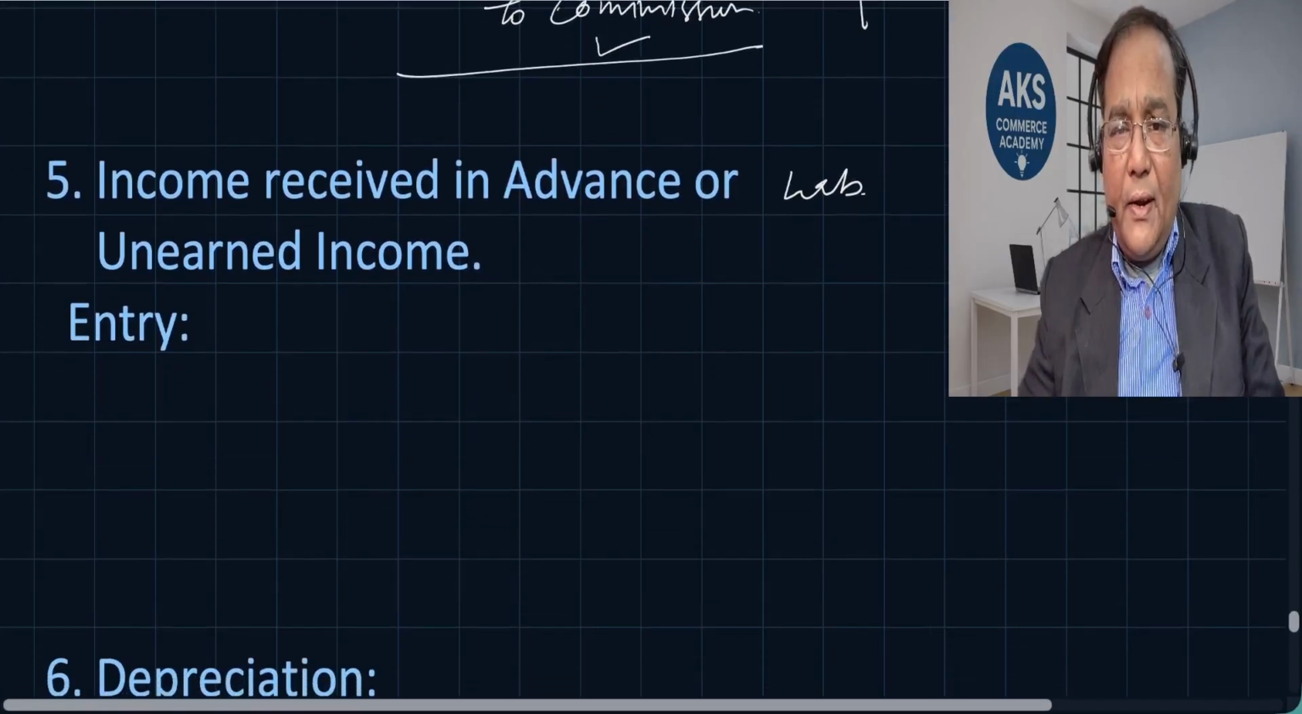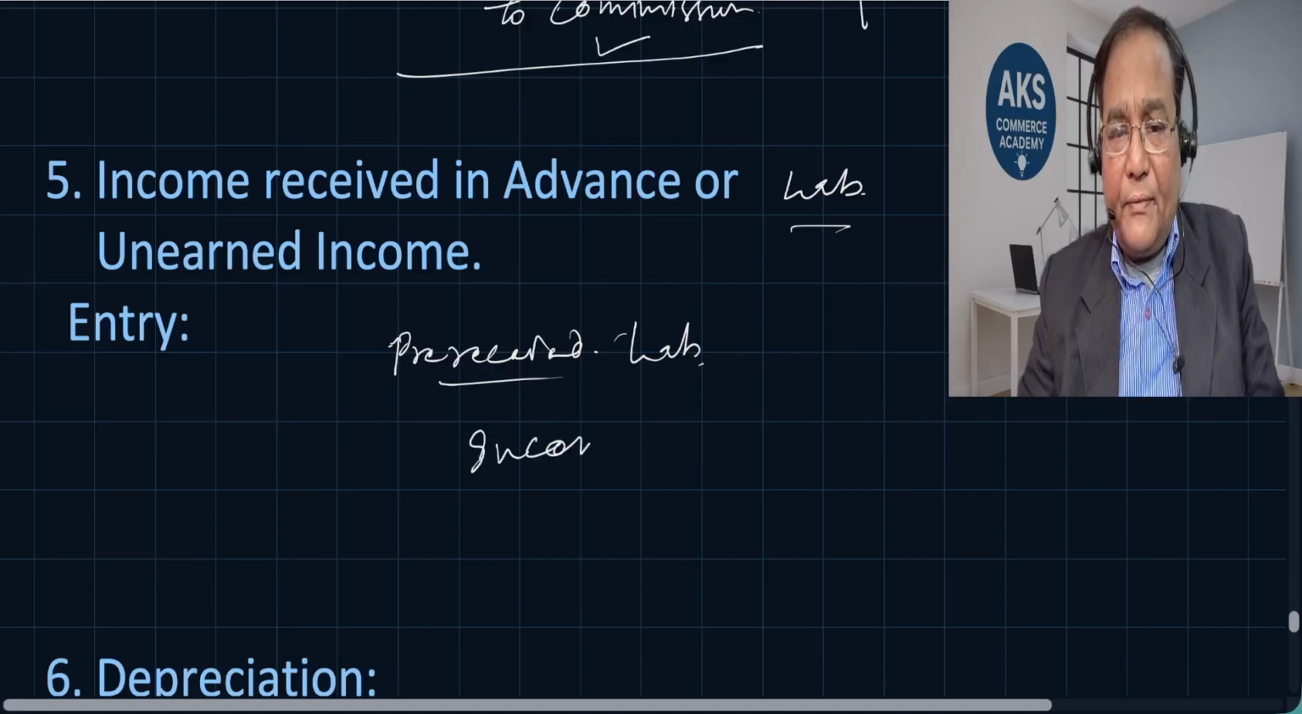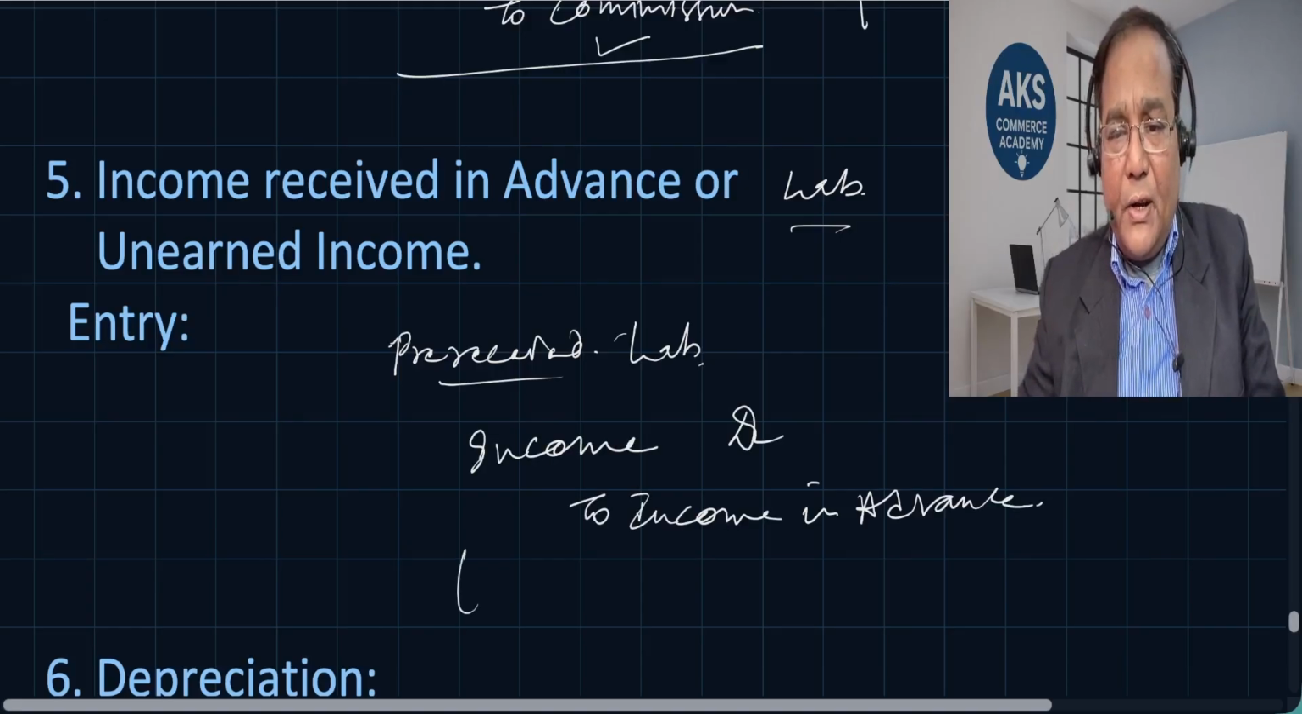Income received in advance or liability. So the entry we are going to pass: if we have received income in advance, so pre-received, it is a liability. Okay, so this is a liability. So that specific income is debited, and income in advance is credited. Okay, so this is the entry we need to pass.